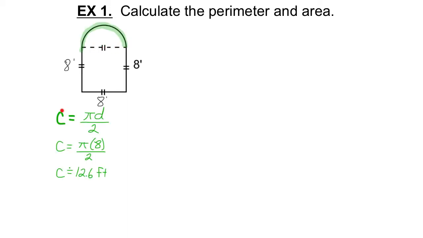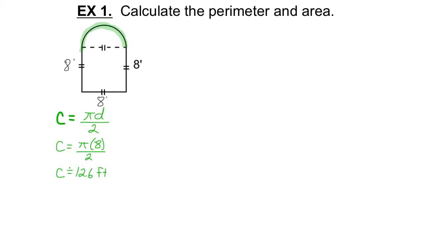So I use my circumference formula. Circumference is equal to pi times the diameter, but it's a semicircle. It's half of a circle, so I have to cut that in half. Now, when I do this calculation, I'll end up with about 12.6 feet. That's the distance along the curved part of the perimeter.